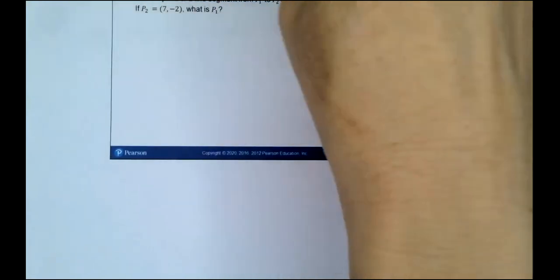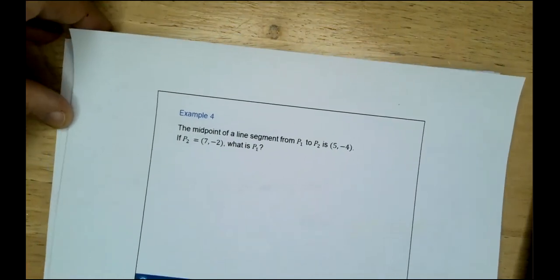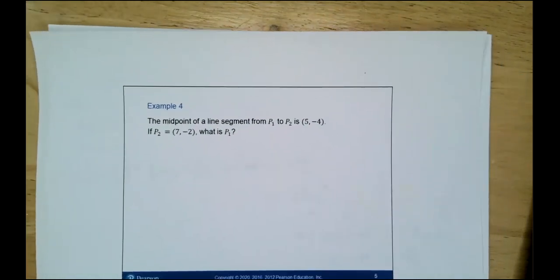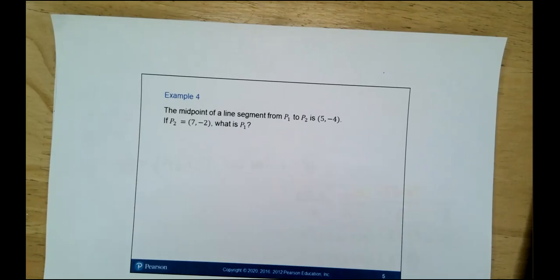All right, last example, we are using the midpoint formula, but they are not giving us P1. They're giving us instead the midpoint and one of the endpoints. So what we're doing is we're using the formula, but we're taking it a step further, we're analyzing it. It's not a new skill, but you're applying the skill in a new way, which is a lot of what MyMathLab asks you to do.